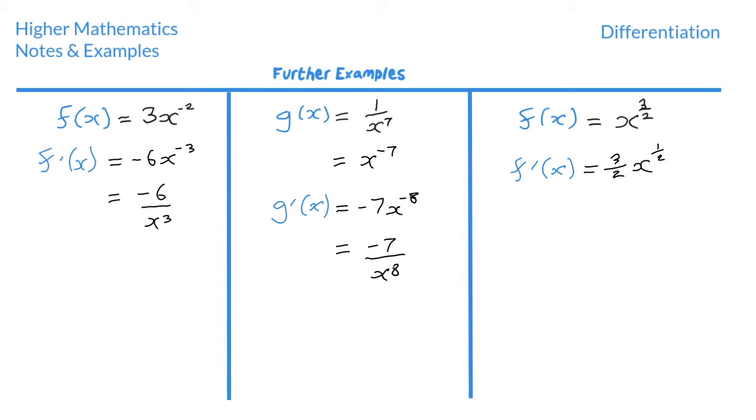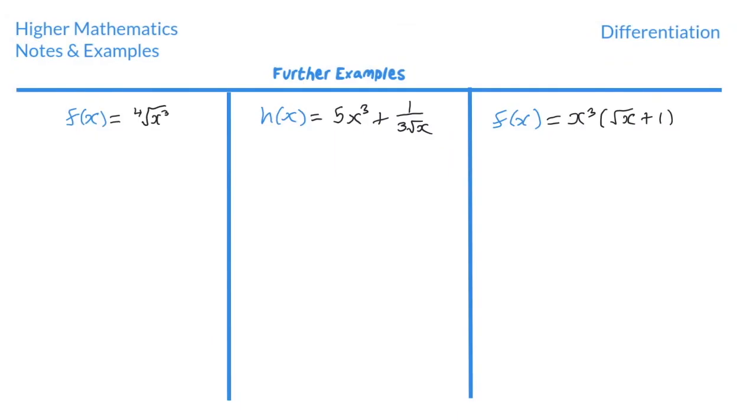Now, this is a fractional power. We want to change that back into a root to make our answer a little bit easier to work with. So that would actually be 3 over 2 times the square root of x. We know that power 1/2 just means square root. And we could even write this as 3 square root x all over 2. They are the same thing.